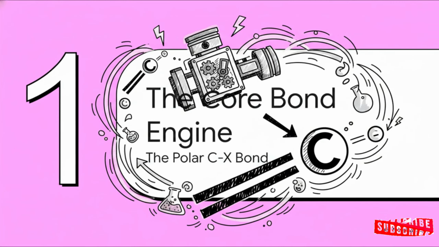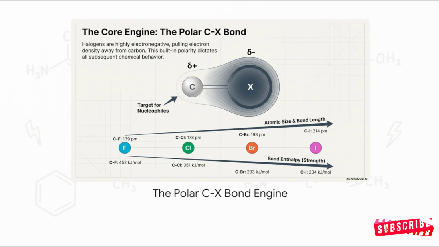Section 1. The core bond engine. To understand any machine, you really have to understand its engine. And in our case, the polar carbon-halogen bond is the fundamental engine driving all the chemical machinery we're about to study. Think of halogens, fluorine, chlorine, bromine, and iodine, as incredibly greedy magnets. They pull electron density right away from the carbon atom they're attached to. This creates a built-in polarity. You get a partial negative charge on the halogen and a partial positive charge on the carbon. And that electron-deficient carbon? Well, that is a glowing target for nucleophiles, which are just molecules desperately seeking positive charges.